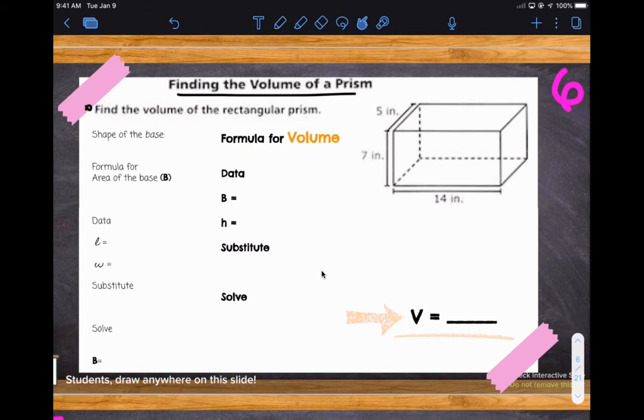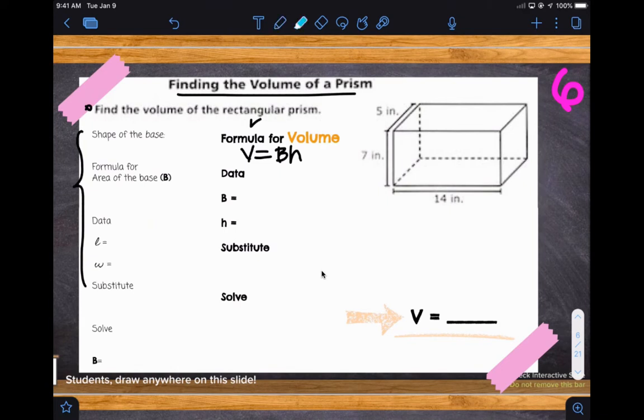To find the volume of a rectangular prism, we need the formula for the volume, which calls for big B, or area of the base, times the height. They're not giving us the area of the base, so we have to do a little bit of work before. So we need to wonder a few things.